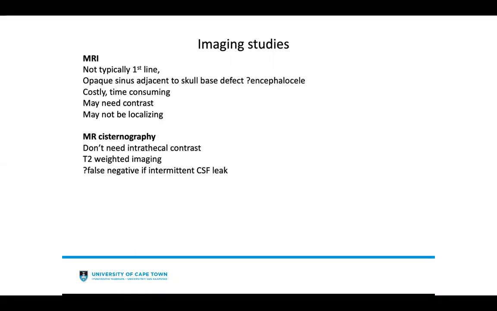We can do MRIs, but they're typically not our first line. Where they are helpful is, as we mentioned before, if you have an opaque sinus area that's just adjacent to a skull base defect that you can see on the CT scan or the MRI, you might think that maybe there's an encephalocele. MRI, it's time consuming, it's pretty costly, it's not readily available at all centers. You might need some contrast, and it may not necessarily be localizing.